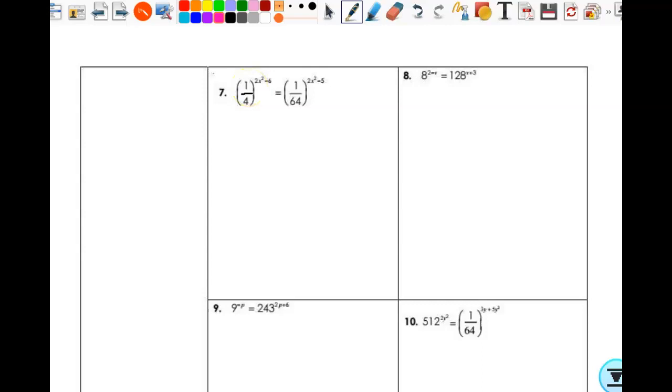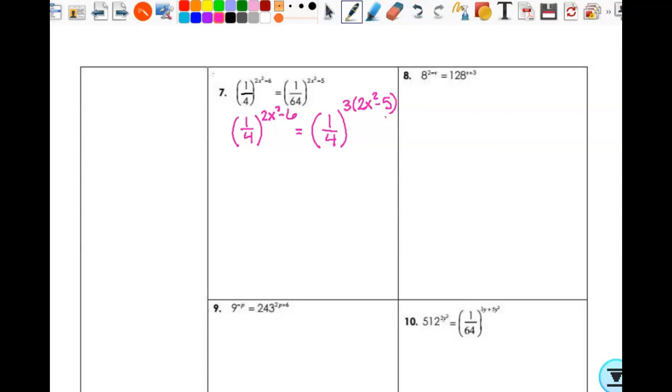All right, so that means, and remember these parentheses are important, otherwise the exponent just goes to the numerator. So this is 1/4 to the 2x squared minus 6 power equals, so then this will be 1/4 to what power is 1 over 64? 3. And then my parentheses would be 2x squared minus 5. So there's my step that shows my common bases.